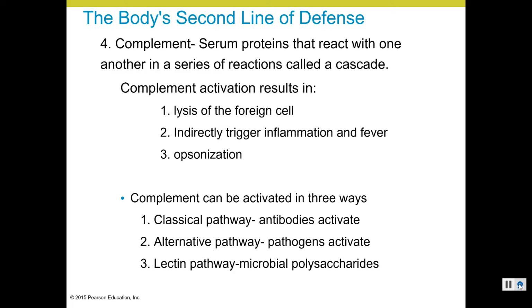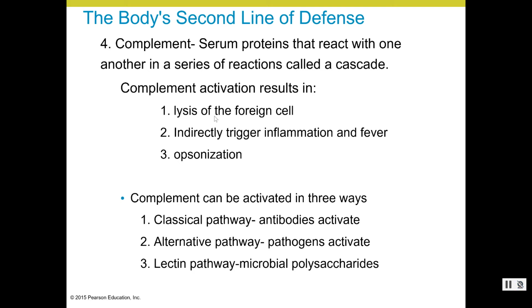Okay, so complement. This is a chemical second line of defense. The bacteria, pathogens already inside your body. What is something your body will do immediately against any foreign invader? Doesn't matter what it is, it will do this. One of these is the complement cascade pathway.